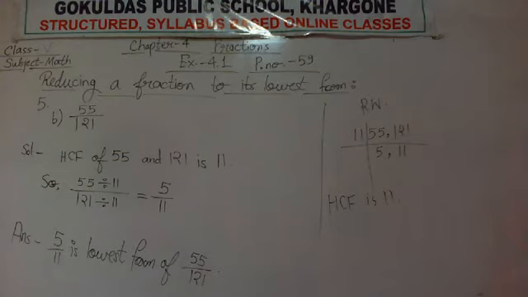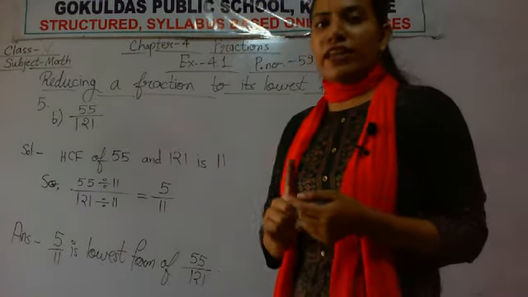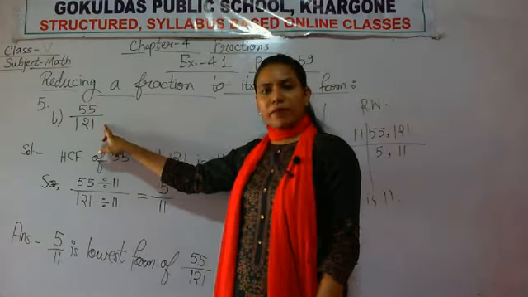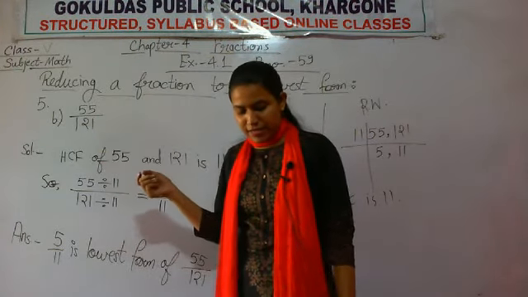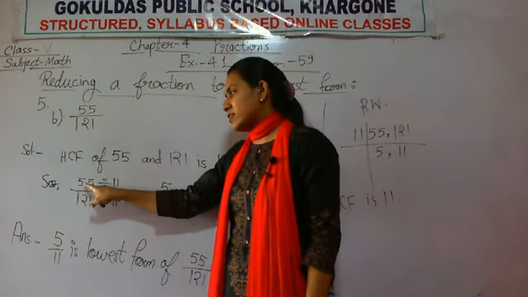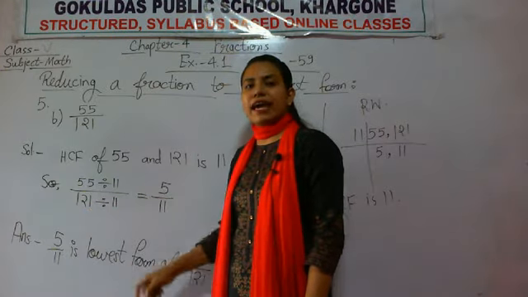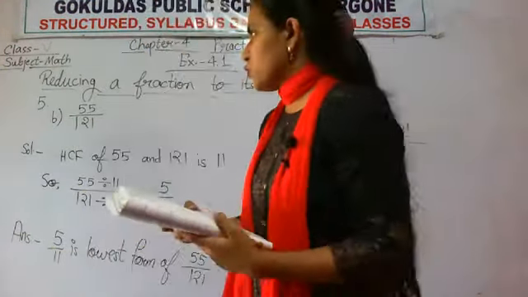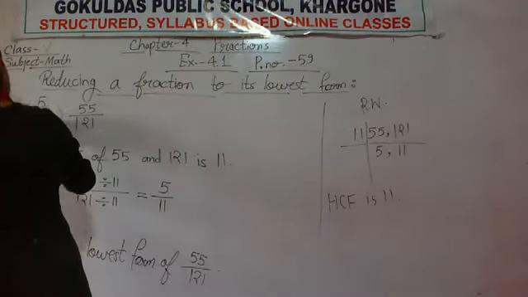I hope you know now how to reduce a fraction to its lowest form only by following two steps. One is find the HCF of numerator and denominator, and second step, divide numerator and denominator by HCF. Let us do the next, that is C.